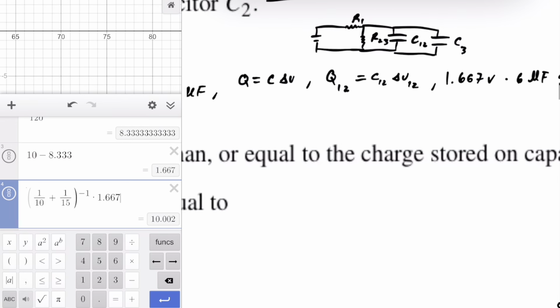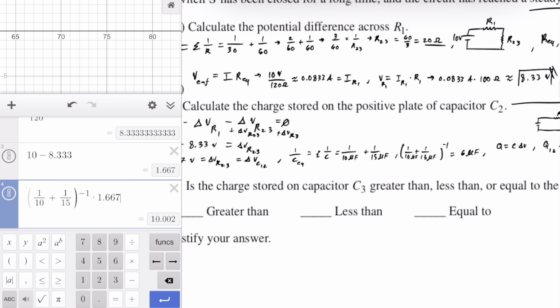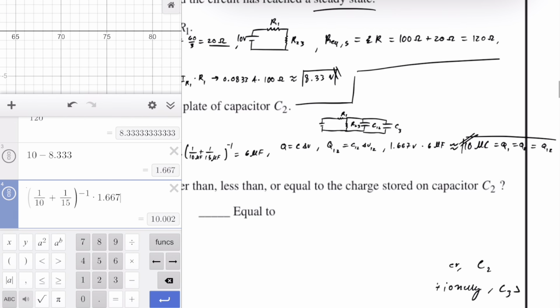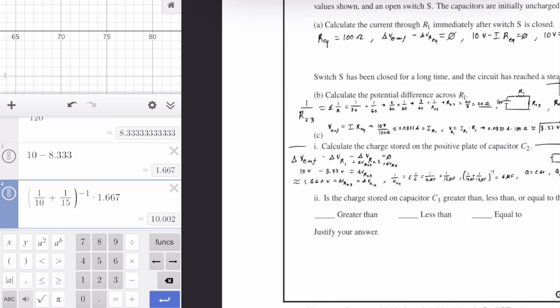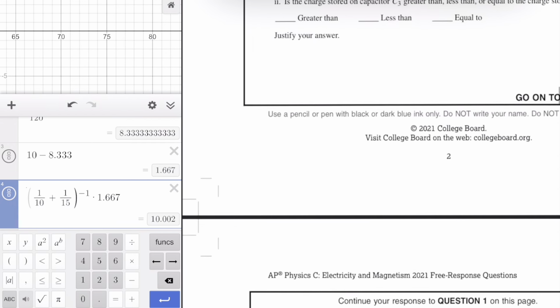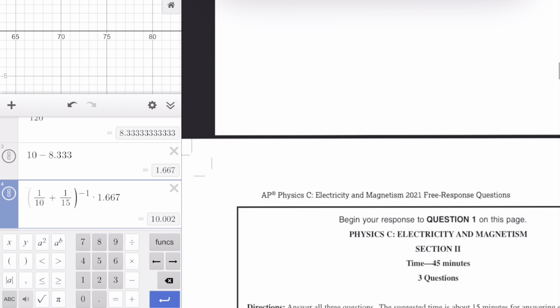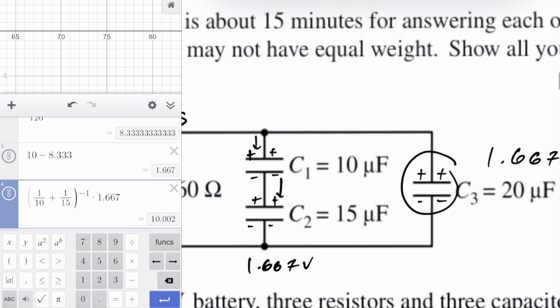So let's see. Is the charge stored on capacitor C3 greater than, less than, or equal to the charge stored on capacitor C2? Okay, did I forget anything else here? Now they're asking us, does this C3 have more charge or less charge than that one? Let's think about it logically. These two, like I said earlier, have to share the 1.667 volts that they're given.